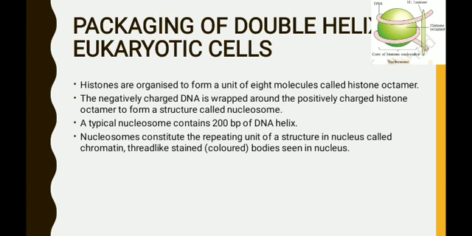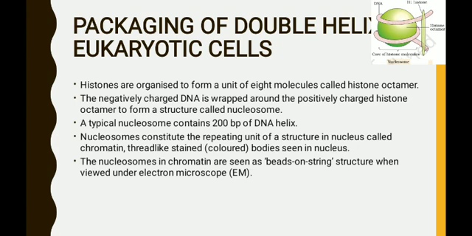Nucleosomes constitute the repeating unit of structure in the nucleus called chromatin. A thread-like stained or colored body is seen in the nucleus. So this is a single nucleosome. But in the nucleus, many such nucleosomes appear like a chain-like structure. The nucleosomes in chromatin are seen as beads on a string. Many nucleosomes are linked together in the form of a chain, so it looks like beads on a string, and that structure is viewed under the electron microscope.